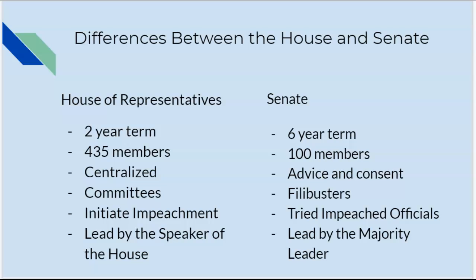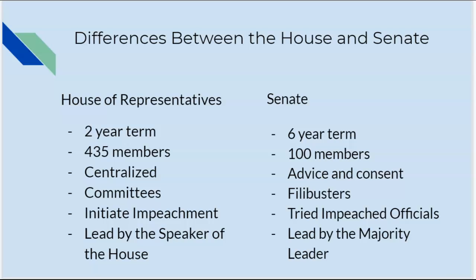And so then moving on to the Senate, which is a 6-year term that has 100 members. That is 2 from each state. A big job of the Senate is to offer advice and consent to the president. So the president will appoint officials, so they appoint their cabinet members, but those people do not actually get their position until the Senate votes yes on them.